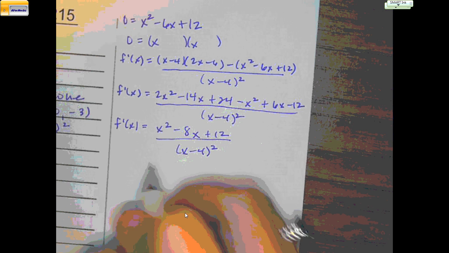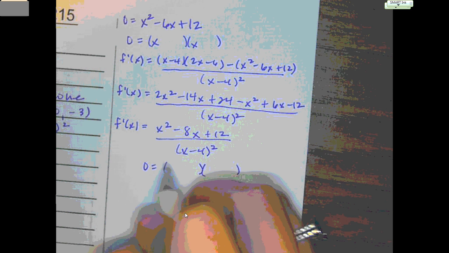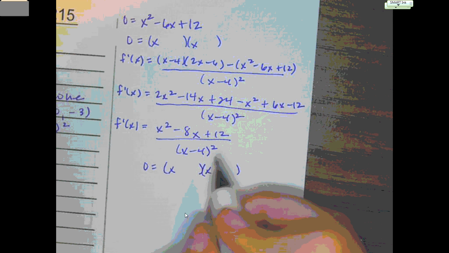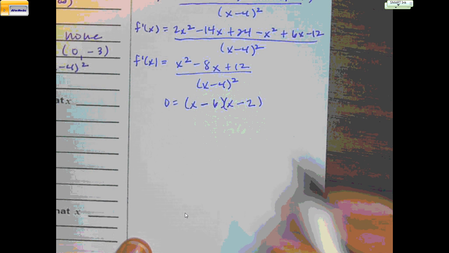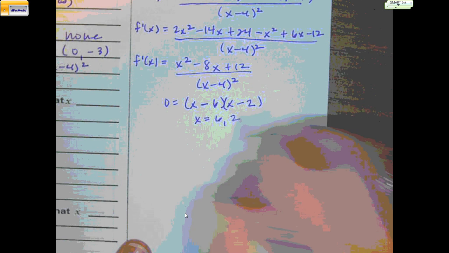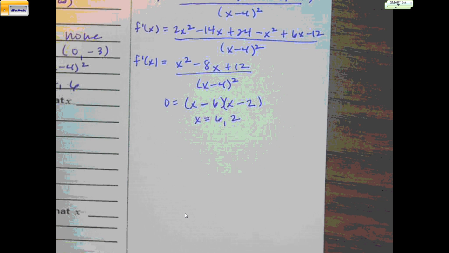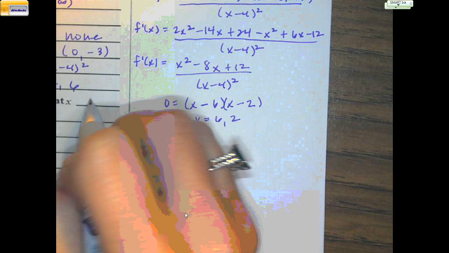Let's know where the derivative is 0, so we set just the top equal to 0. Let's see if that thing is factorable. 6 and 2? If they're both negative, doesn't it work? Yeah. So x could be 6 or it could be 2. Is there anywhere where it's undefined? Whoa. Yes. 4. Yeah, if x was 4, we'd have an issue.